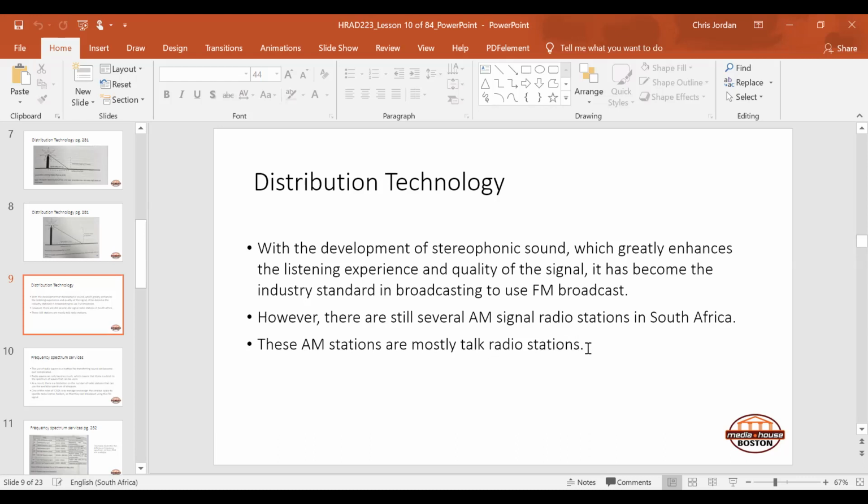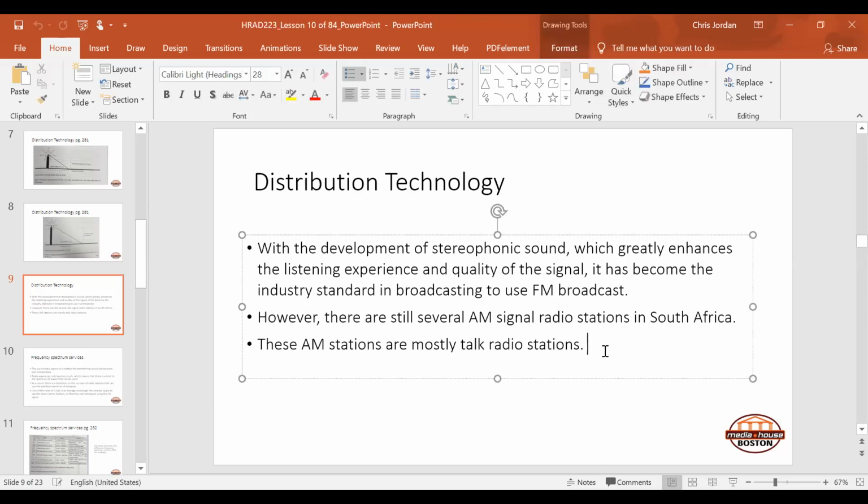If you want to verify that to some extent, we can think about 702. 702 was on AM for so many years as a talk station, and it was then granted a commercial license, I'd say quite late in life. I think it was in the 2000s, right, where an FM frequency was allowed for 702, and they moved on over. Right.